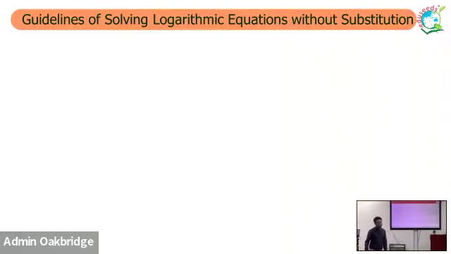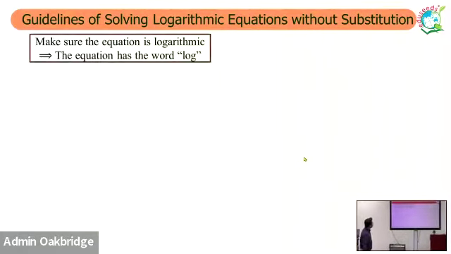Okay, you know, sometimes the equation can be transformed into a quadratic equation if there's a square, right? And that's the time you need to do the substitution. But this case is without substitution. That means you won't see any square. So first of all, you have to make sure that the equation is logarithmic. That means the equation has the word log, because we have different methods to solve exponential equations or logarithmic equations. Two different methods to solve two different equations.